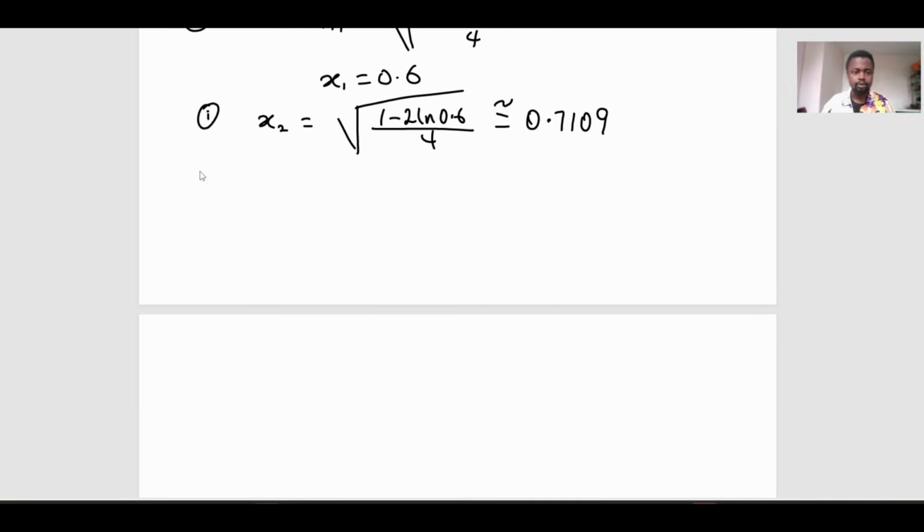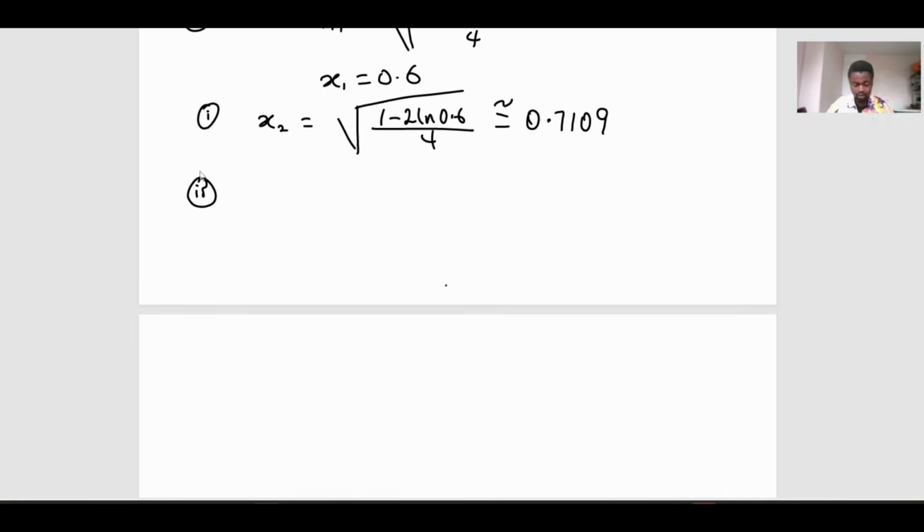Then for the second one, we want to find alpha. When you want to find alpha, you repeat the iteration a lot of times. You go on until you have two consecutive values that are exactly the same to four decimal places. When you round those values to four decimal places, they will give you exactly the same answer. There won't be any difference. That is when you stop.